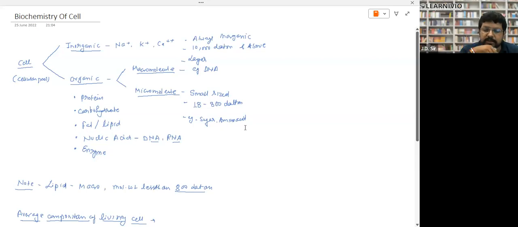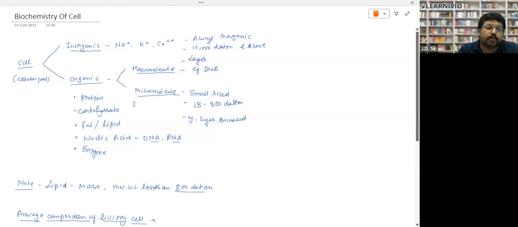So today we will discuss the micromolecules, right? We'll discuss the carbohydrate, means sugar. We'll discuss the protein, means amino acid, right? We'll discuss the fat, means lipid molecule, right? And we will also discuss the DNA as well, right? So first we will discuss these micromolecules, then macromolecules.